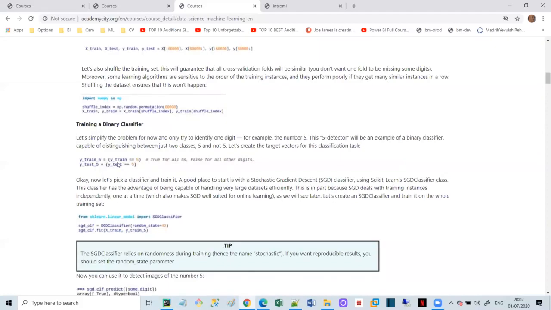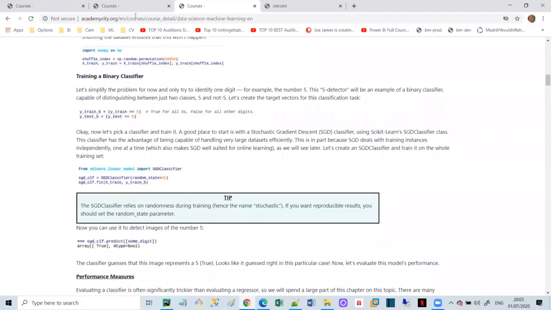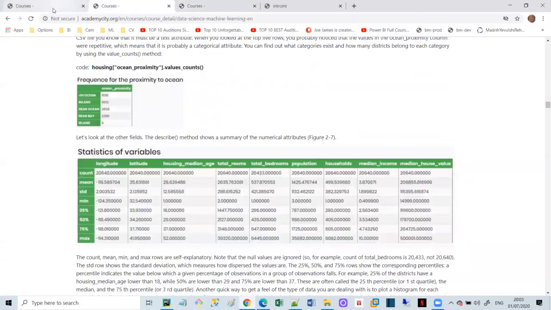Binary means, so if it's 5, it will say true. If it is not 5, it will say false. That's a binary variable. It has only 2 possibilities, true or false, 0 or 1. It's equivalent. So far, so good. So we are done with preparing the data for this chapter. That's what we did so far.